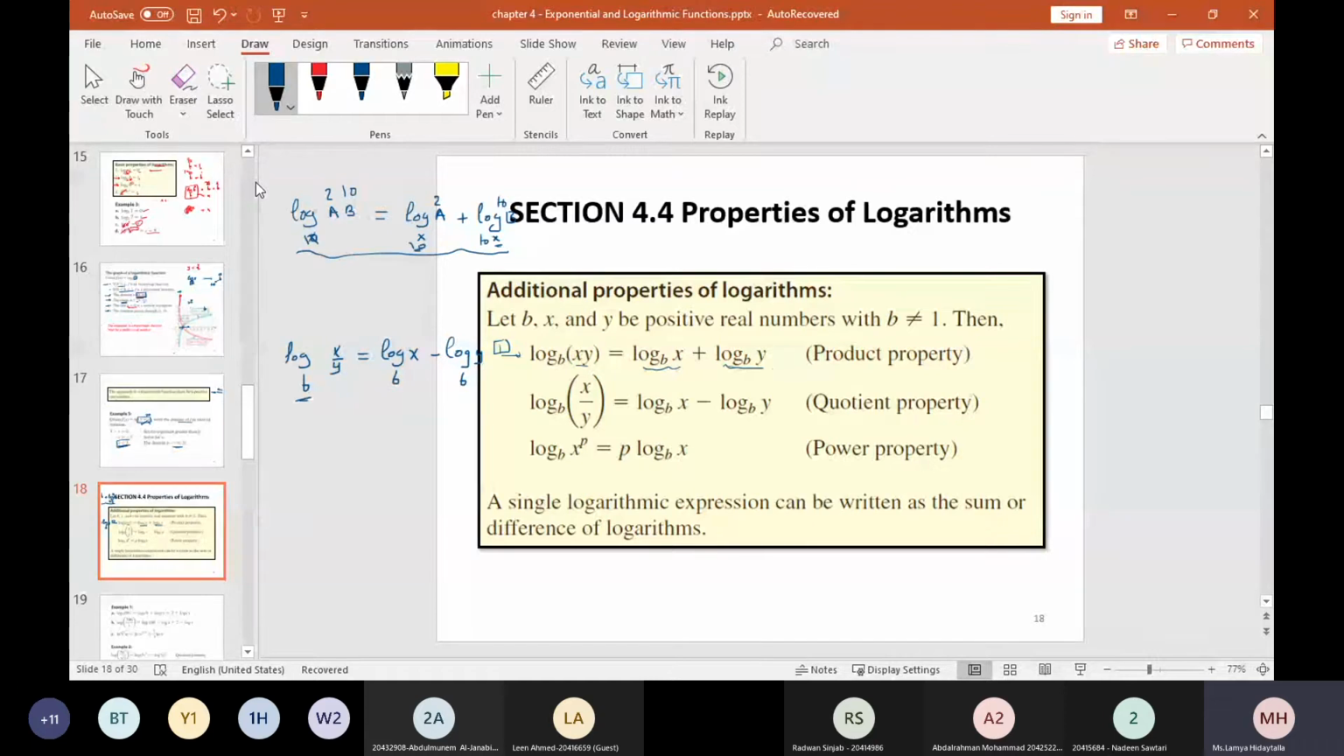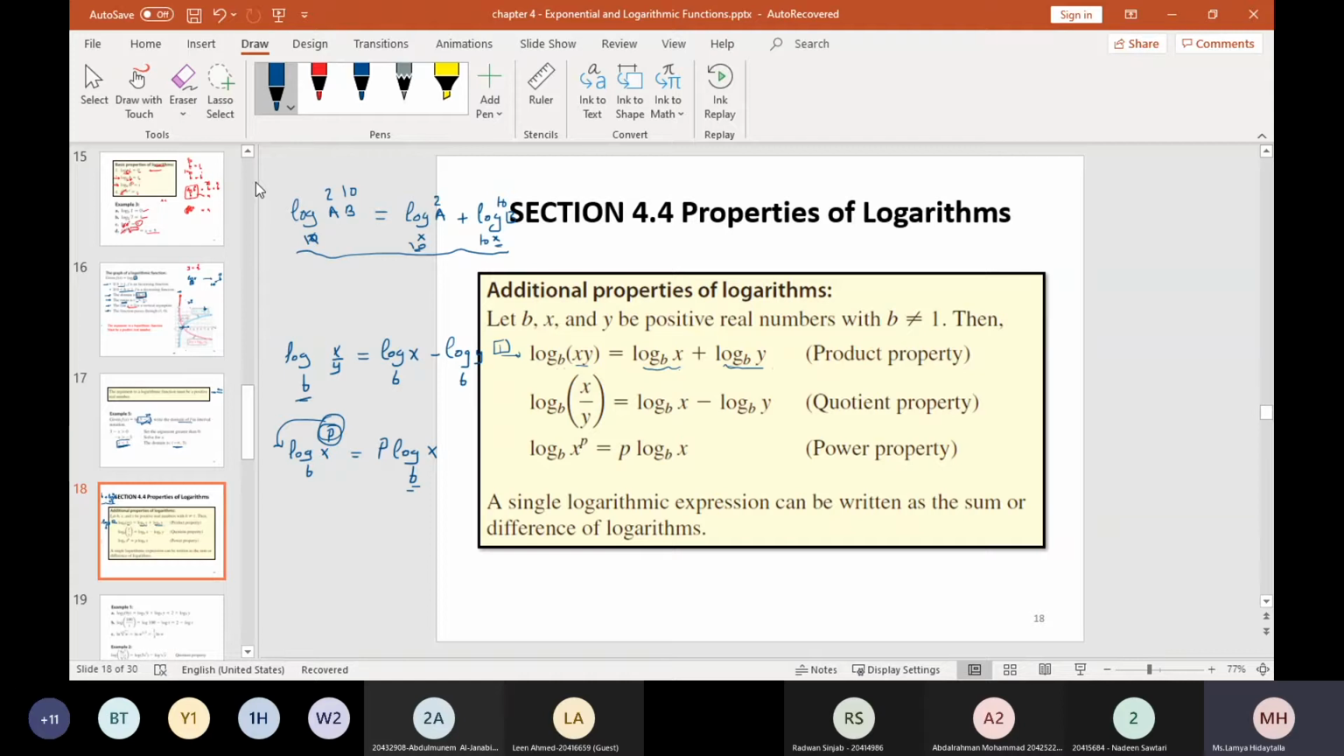Okay, and lastly, logarithm of x to any power p to the base b. This is the same as p log x to the base b. So the exponent, you can take it down. So this is equal to p log x to the base b.